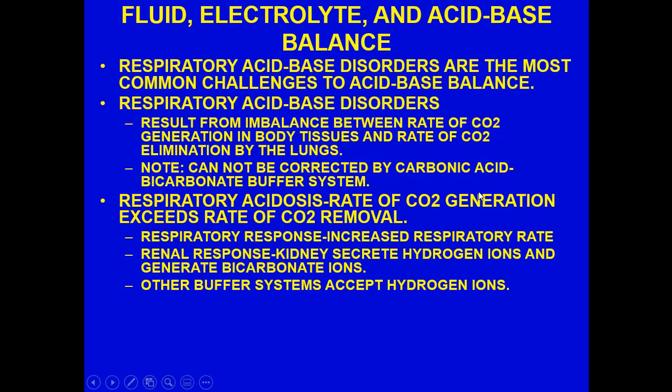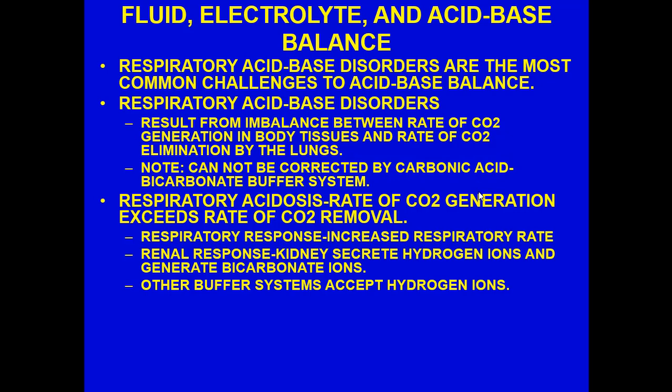Now we deal with respiratory acid-base disorders. They're the most common challenges to the acid-base balance, but keep in mind several other things that are unique here. Respiratory acid-base disorders result from an imbalance between the rate of CO2 generation in the body tissues and the rate of CO2 elimination by the lungs. So here's the problem. They can't be corrected by the carbonic acid bicarbonate buffer system. They can be compensated in part by other buffer systems, but carbonic acid bicarbonate is not going to play a role at all. Can't do it.